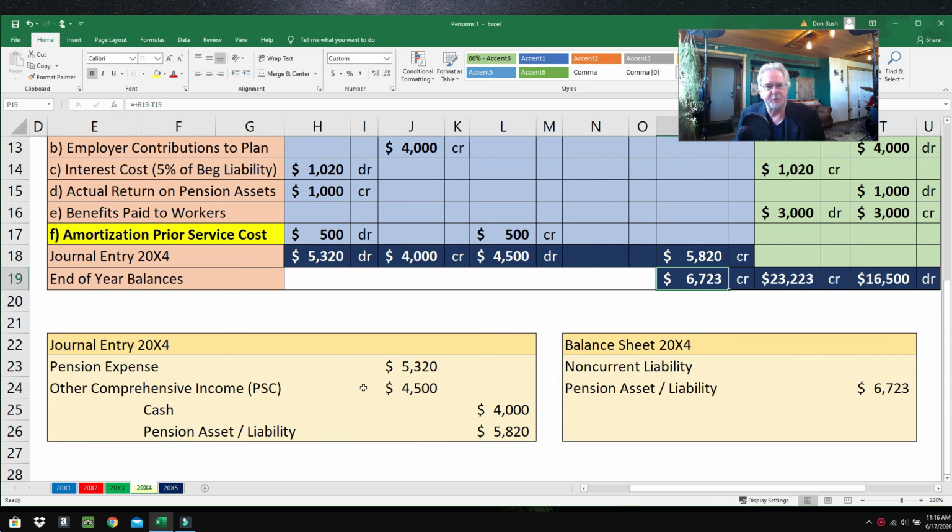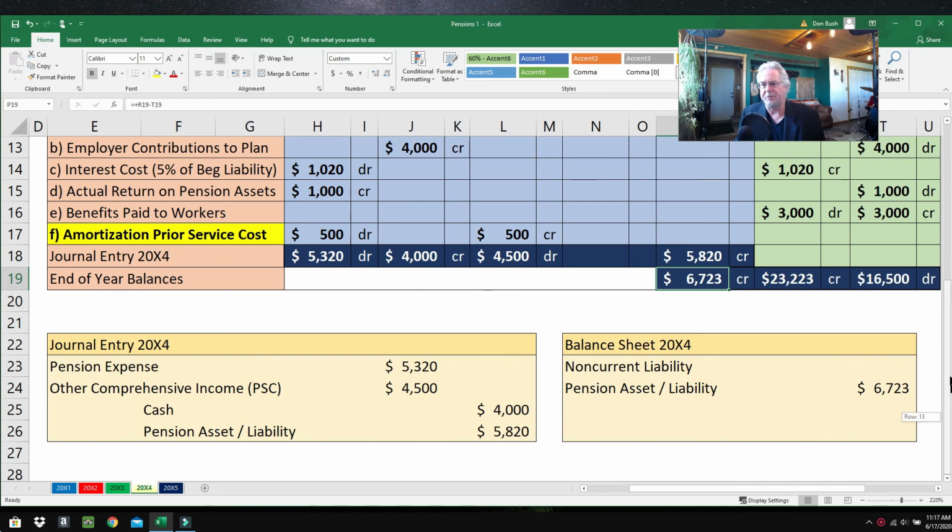It's very simple. We're going to take the journal entry right from our journal entry line right here. So pension expense, $5,320. Bingo, there we are. Other comprehensive income, $4,500. We get it right from there. Cash being decreased by $4,000. Get it from here. Pension asset liability, $5,820. We get it from there, and there you go. And on the balance sheet, as a non-current liability, we have pension asset / liability. This is a pension liability. We have $6,723, and we get that number from right there. So ladies and gentlemen, that is how we handle it.